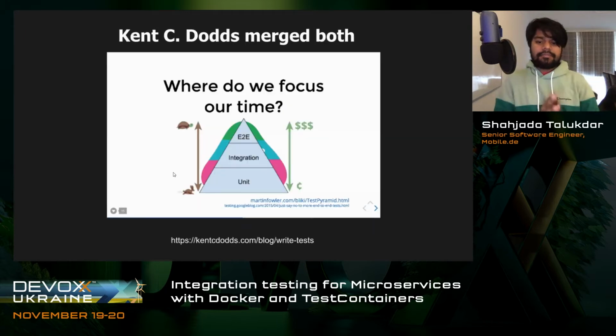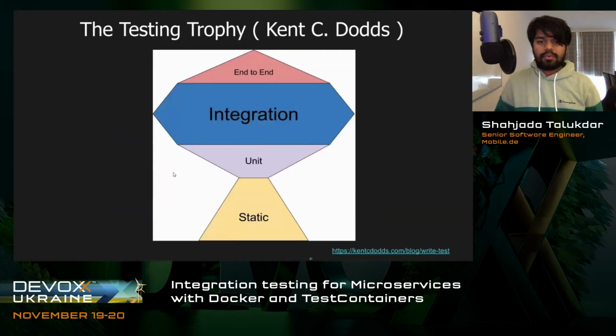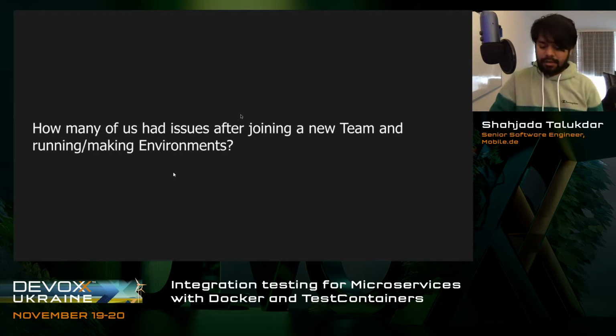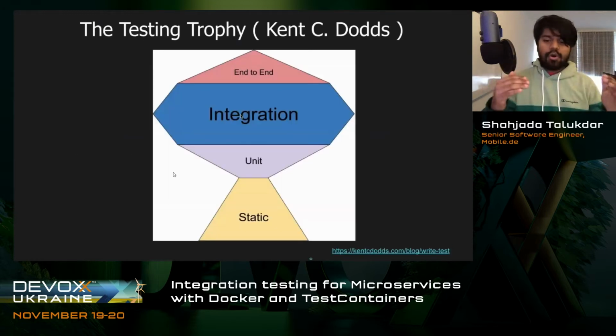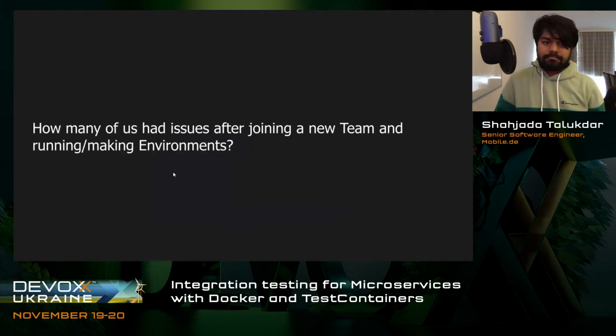Then just a few years ago, Kent C. Dodds merged these two diagrams, the traditional pyramid and the diagram that Martin Fowler gave. He merged both and came up with what he called the testing trophy. So here integration is in the middle and has more priority than unit.